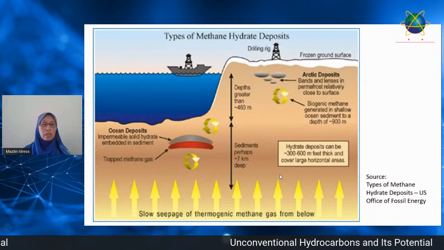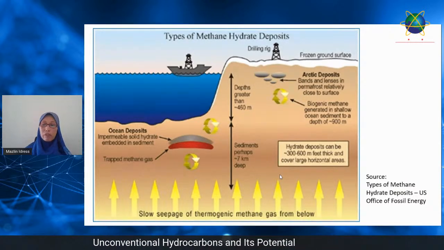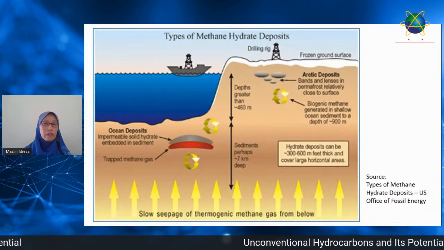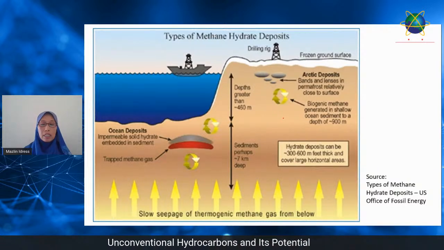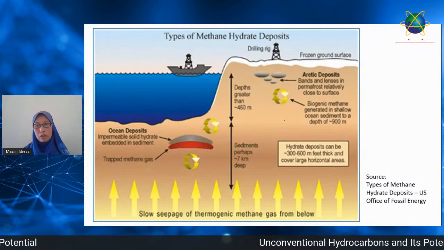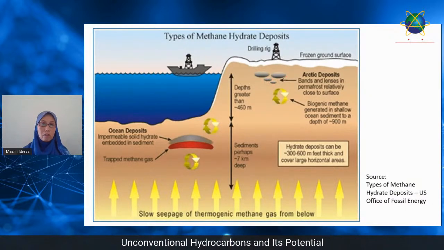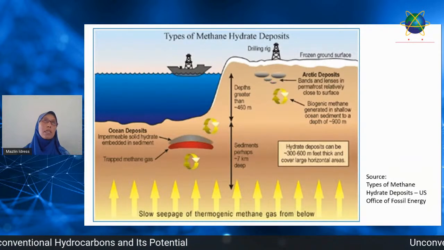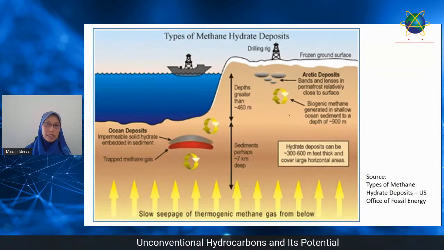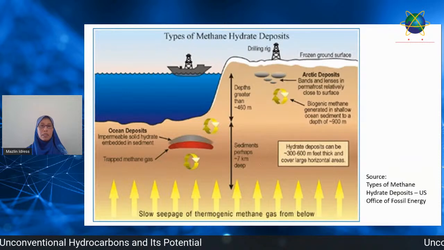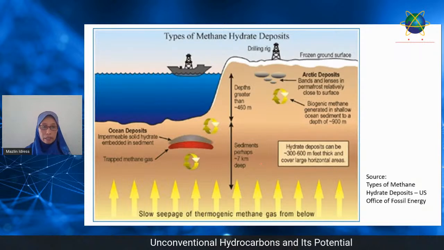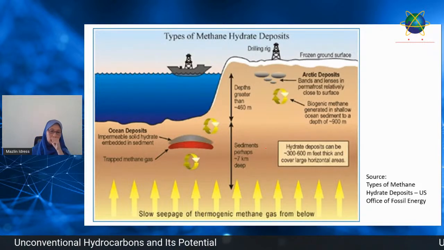So there are basically two types of methane hydrate deposits. We have ocean deposits, which are located below the seafloor, and we have the Arctic deposits of permafrost, which are deposits above and below the lower limit of permafrost. So if you have permafrost, a frozen ground surface, the methane hydrates are located below the frozen ground surface. A hydrate deposit can be about 300 to 600 meters thick, and it can cover a very large horizontal area.